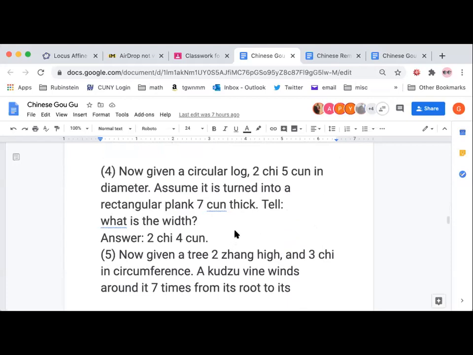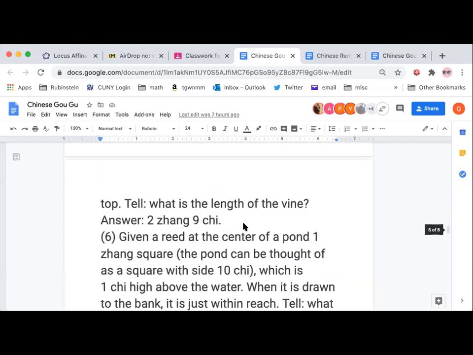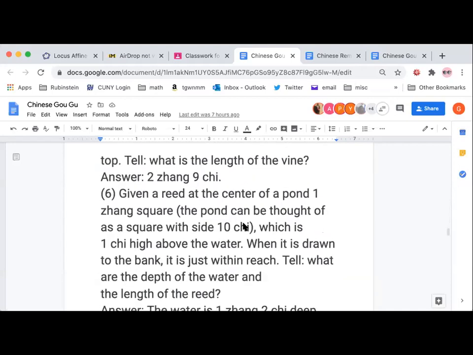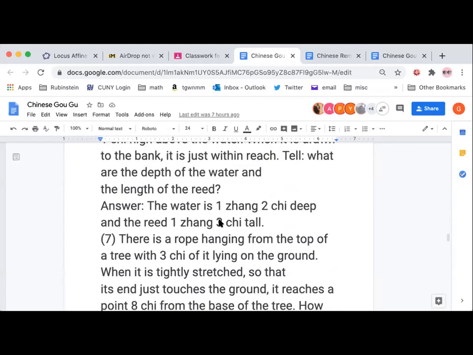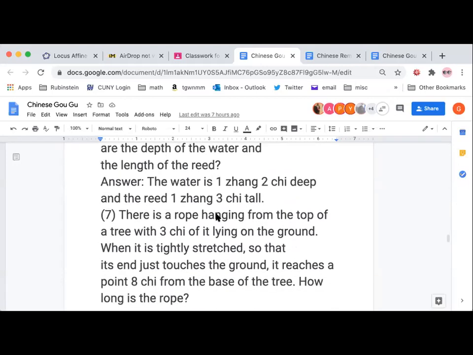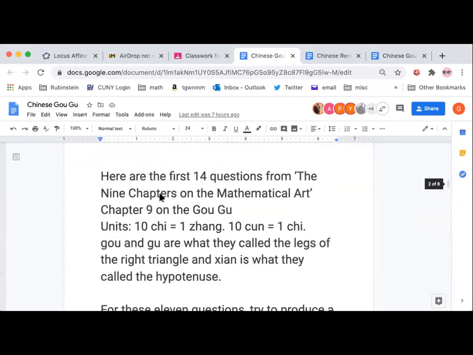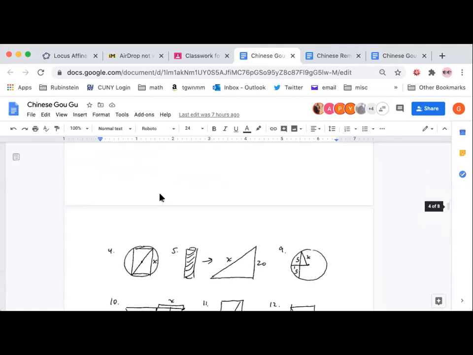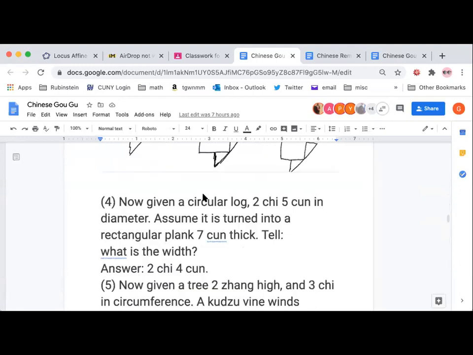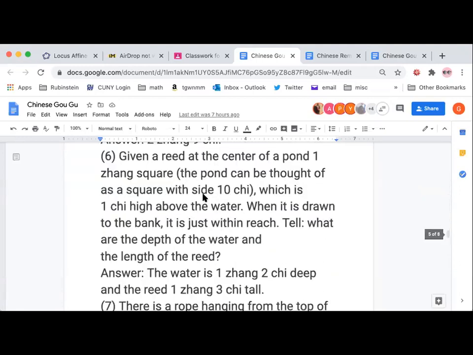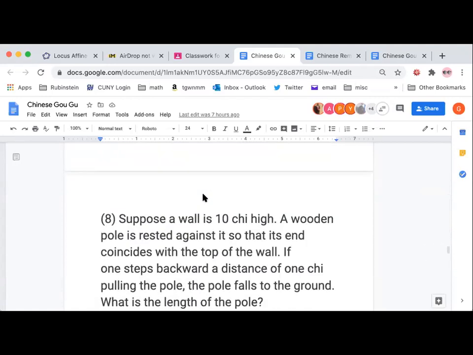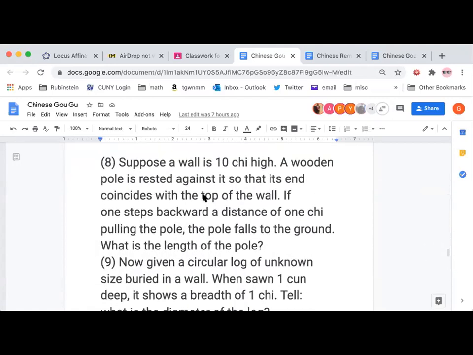5 we just did. 6 we did with the reed. 7 is one of my favorite questions. I definitely want you to do 7. That's one of the most important ones. If you do just one question, number 7 is a really important one. Did I make a diagram for it? I did not make a diagram for it. So that's a really interesting one. And number 8, that's also an interesting one. I really like questions 7 and 8.